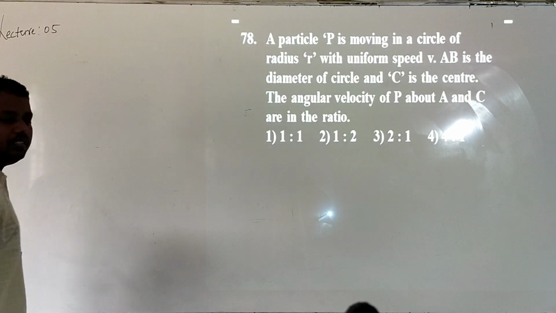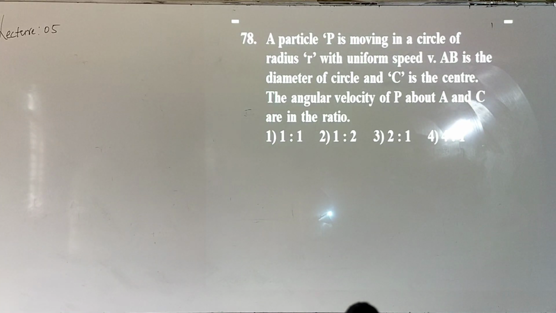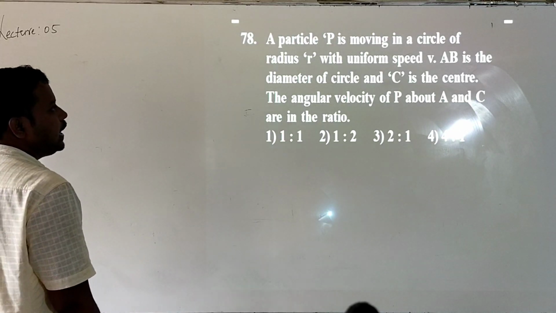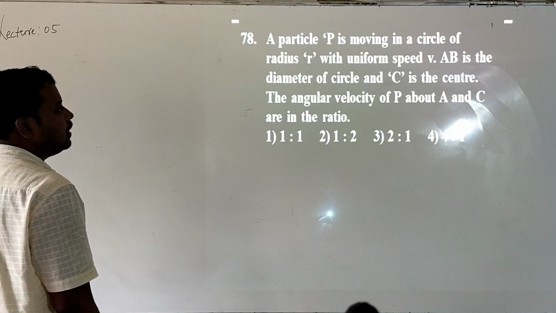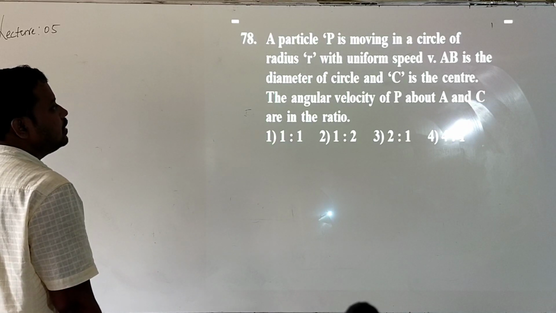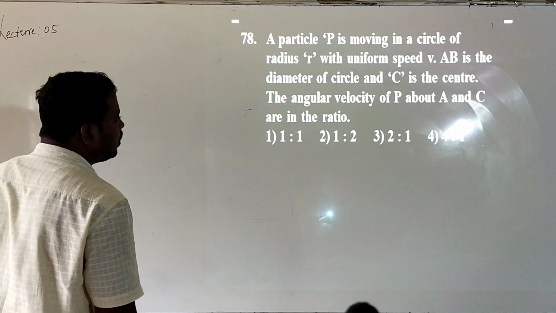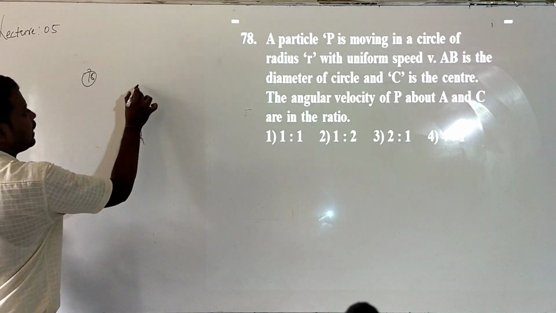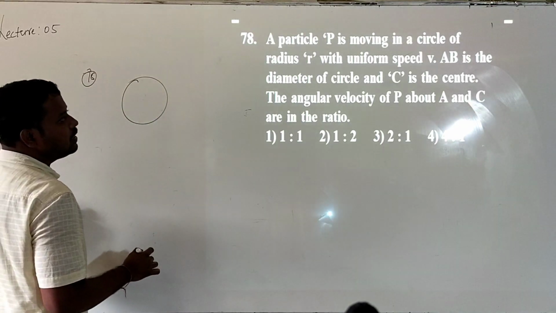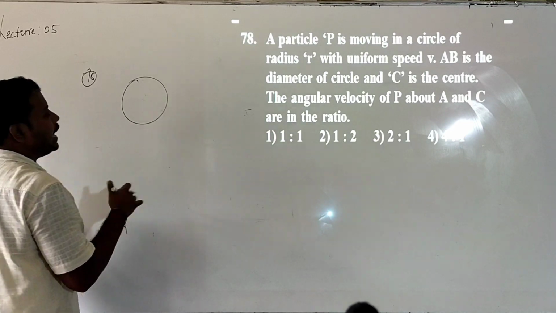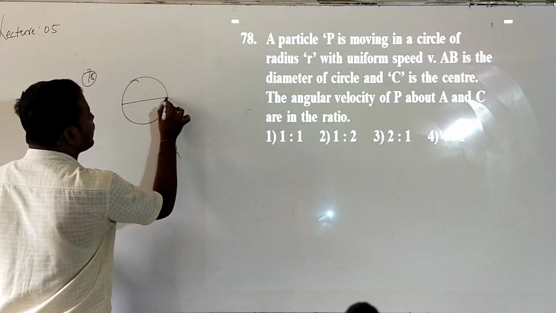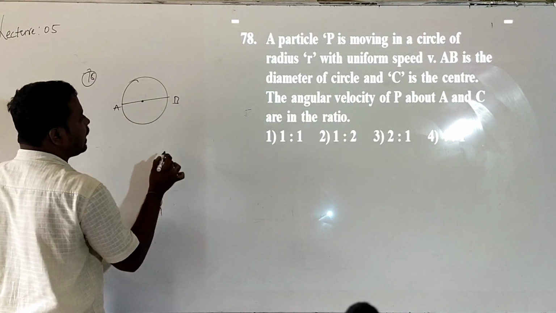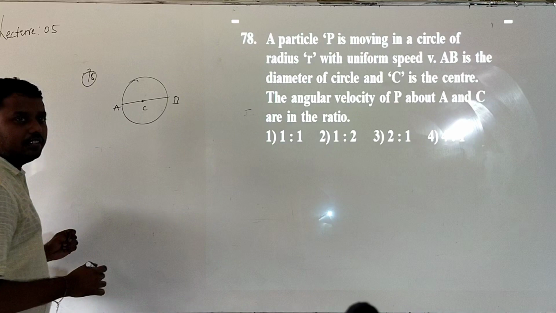The question is: a particle P is rotating in a circle of radius r with a uniform speed v. AB is the diameter of the circle, C is the center. The angular velocity of P about A and C are in the ratio? So let us consider a circular path. The particle is moving in a circular path. The diameter of the circular path is given as AB, and the radius of the circular path is given as R. C is the center.